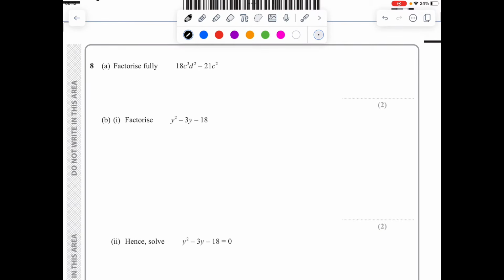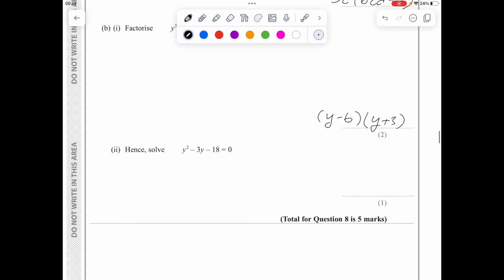For question 8, part A, the common factor is 3c squared, and then you get 6cd squared minus 7. For the second one, the two factors are y minus 6 and y plus 3. And if I equate this to 0, the two y values I will get are 6 and minus 3.